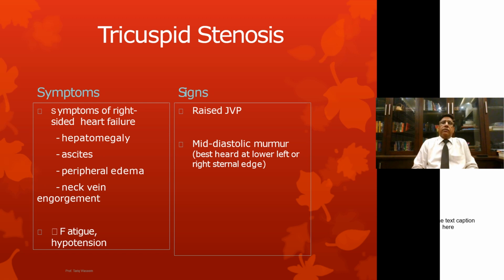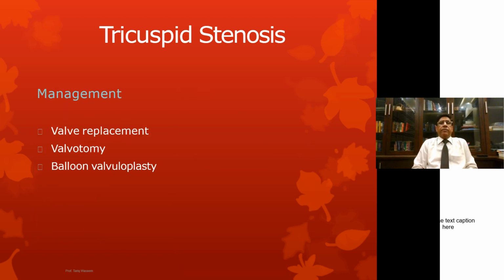As we said, when you look at the physical examination, the JVP would be raised, and there would be a mid-diastolic murmur best heard at the lower left or right sternal border, and it would be made more prominent during inspiration.